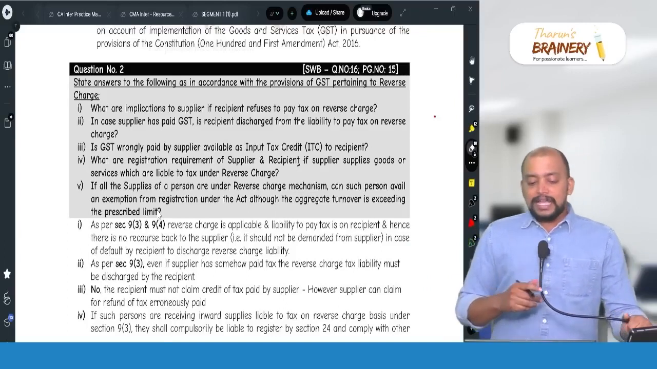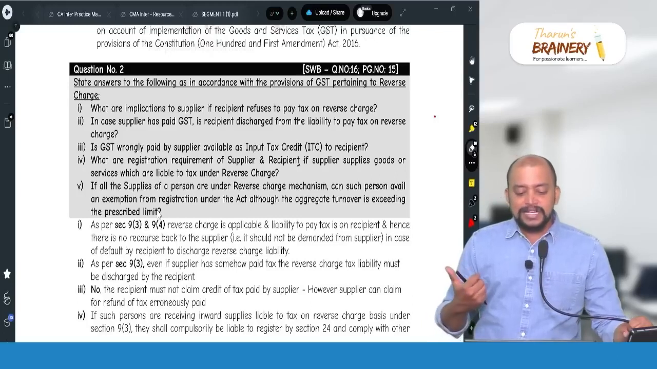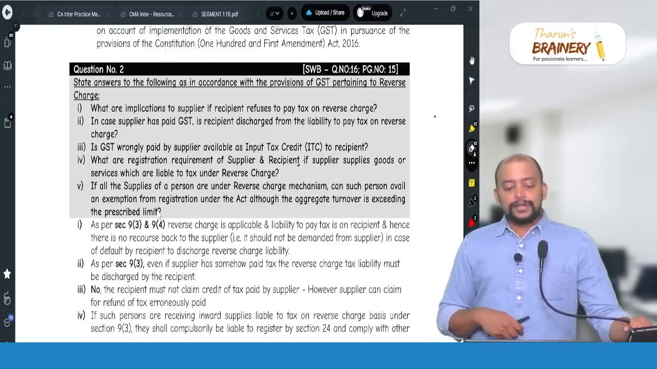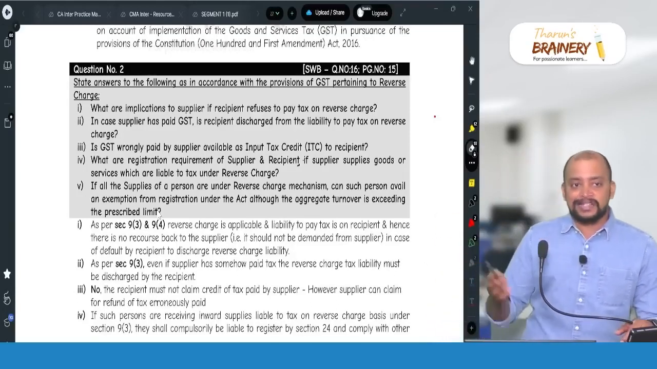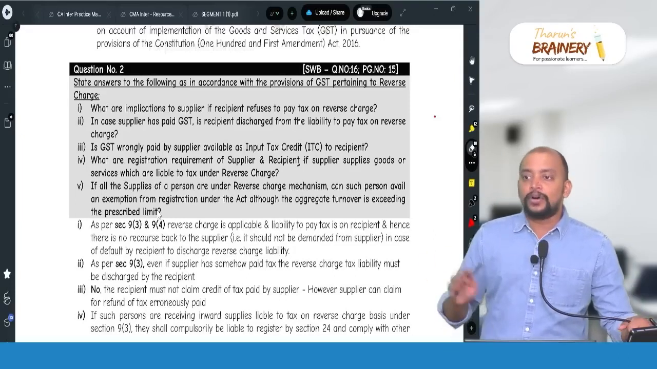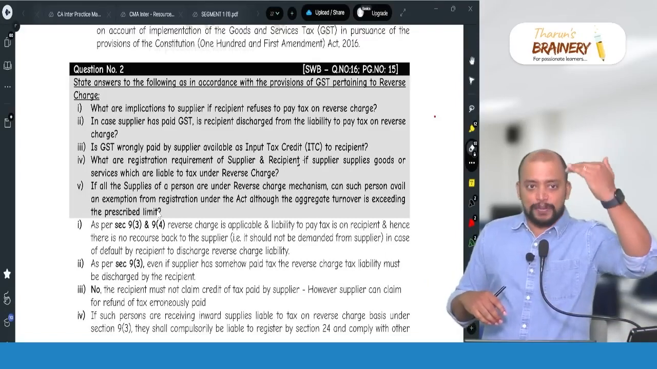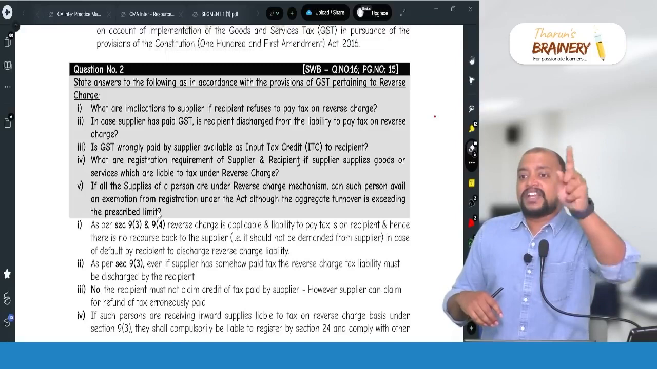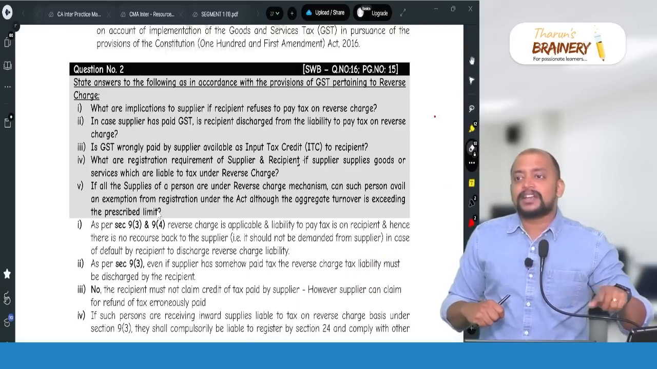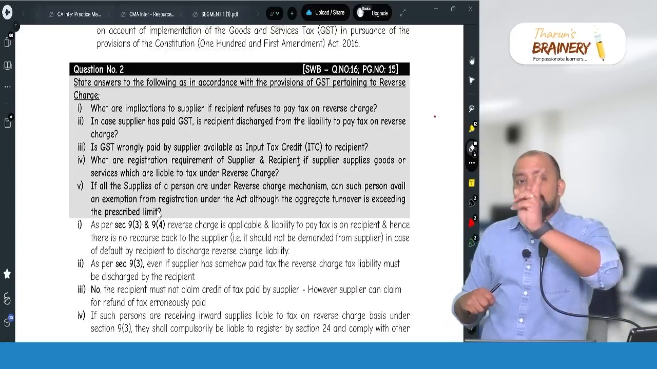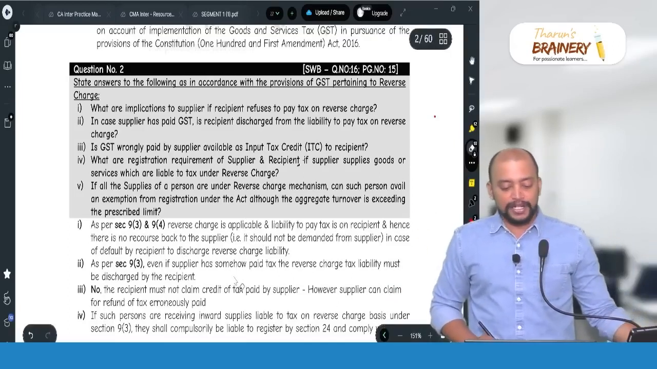Then number three, is GST wrongly paid by the supplier available as input tax credit to the recipient? No. Suppose if supplier has paid the tax which the recipient has to pay under RCM, can the recipient take it as ITC? No. First of all, supplier is not required to pay the tax and he needs to get the refund with respect to that. He cannot claim refund if he charges the GST to the recipient. So therefore, refund is subject to unjust enrichment and he should not pass on the burden to the next person. The next person should not take ITC and the supplier should claim the refund with respect to that.